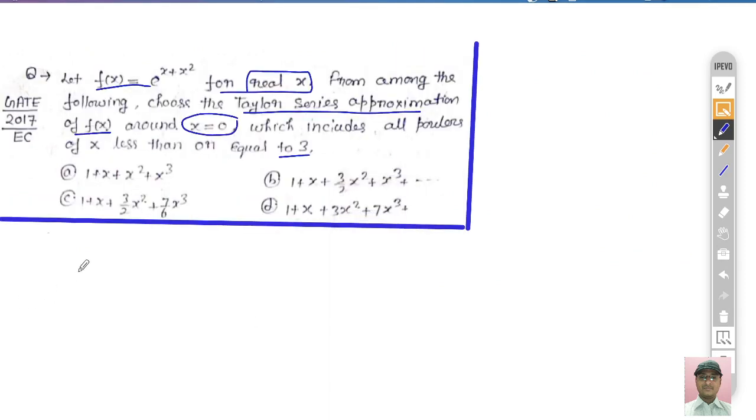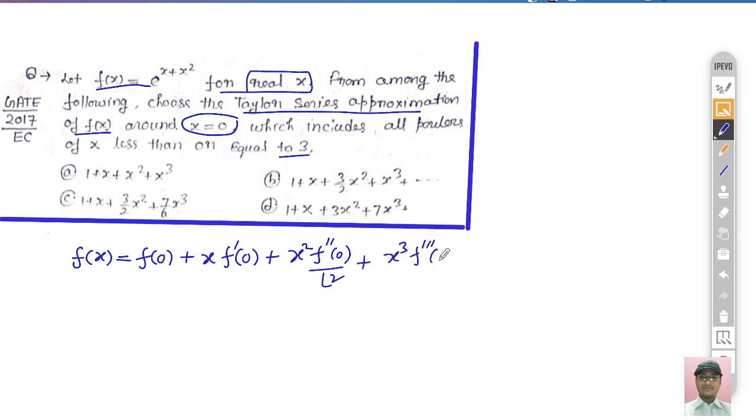Now, this is the function. So you know what the Taylor series expansion is. If it is in the form of z, then z. If it is in the form of x, we write simply x. So f(0) + x f'(0) + x² f''(0)/2! + x³ f'''(0) + and so on. This is the first way to expand this, right?